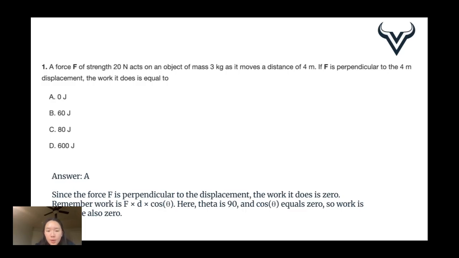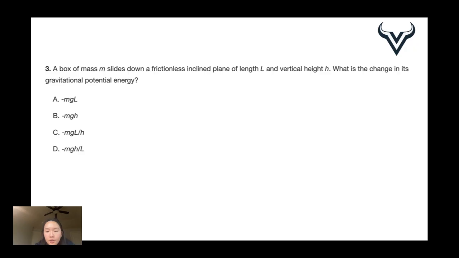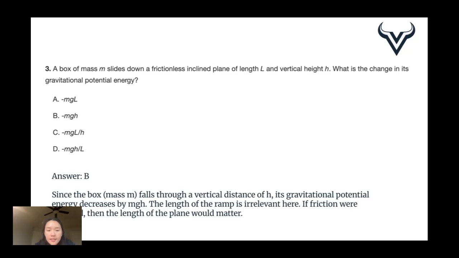Now let's try a different problem. Pause the video to think about your answer, then unpause when you're ready. Okay, so once you've given this some thought, the answer is B. Since the box, which is mass m, falls through a vertical distance of h, its gravitational potential energy decreases by mass times gravitational constant times h, or mgh. The length of the ramp is irrelevant here because there is no friction. If friction was involved, however, then the length of the plane would matter.